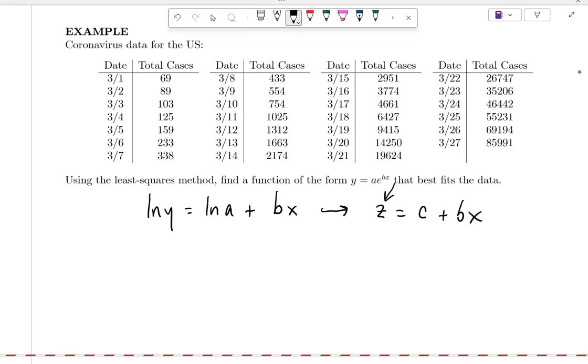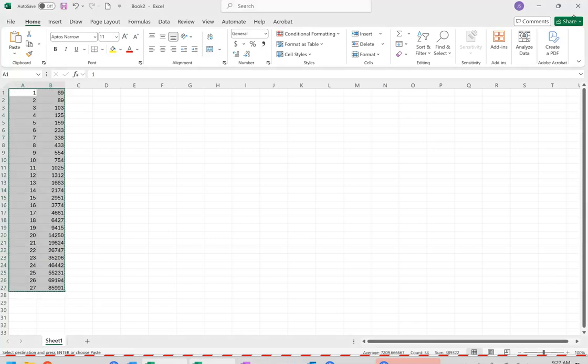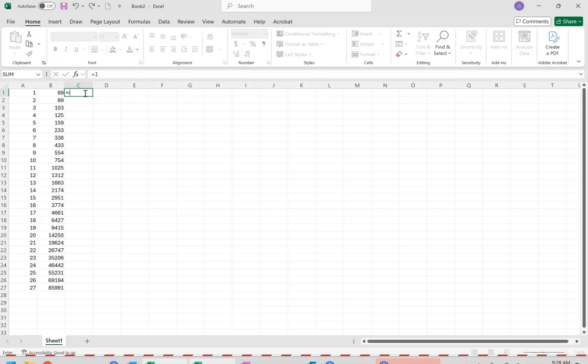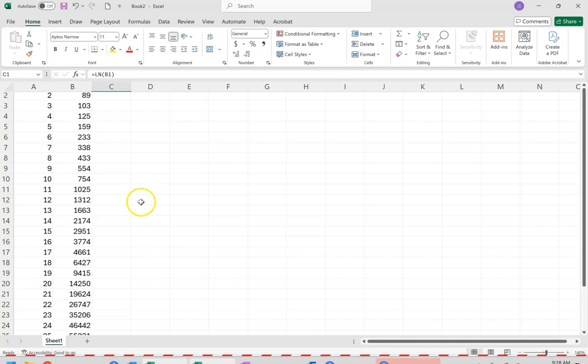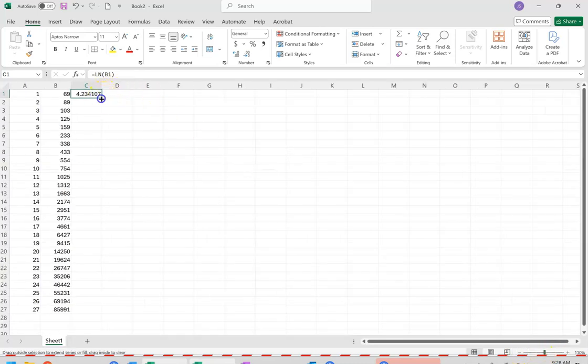Okay. So let's go back over to Excel and use that information. All right. So first thing I want to do is I'm going to take the log of each of those outputs. The command for log in Excel is just ln, just like it is on your calculator.